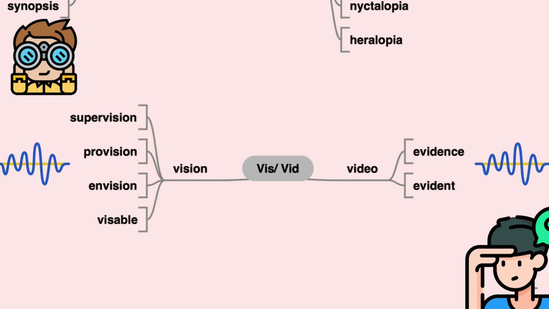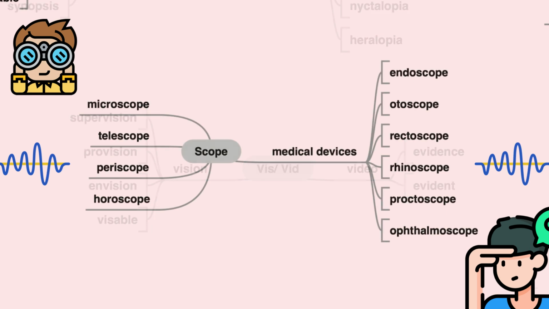Supervise combines super, meaning above, and vis, meaning to see, thus to oversee or monitor. Provide combines pro, meaning ahead, and vid, meaning to see, hence to prepare in advance. 5. Scope. The Greek root skop originates from skopein, meaning to observe or to look.